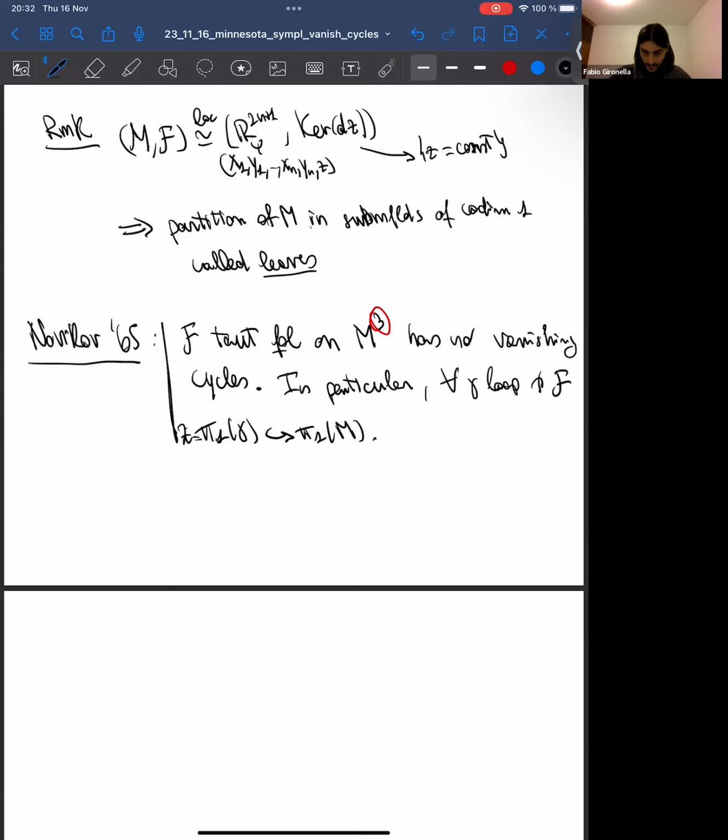And okay, so let me tell you what taut means. Taut means that there is a loop, it's not the same gamma as in the statement, transverse to F and intersecting every leaf.